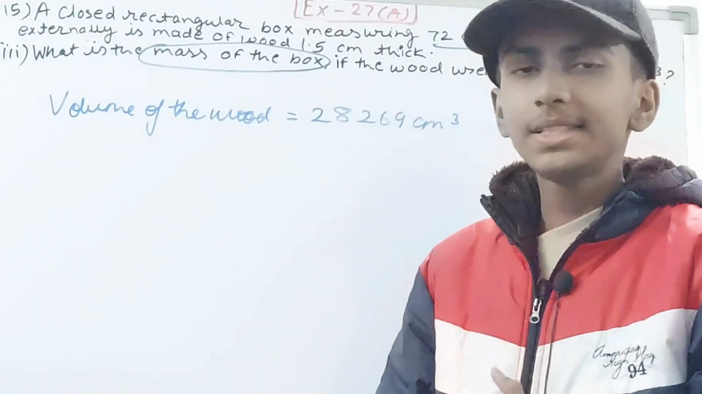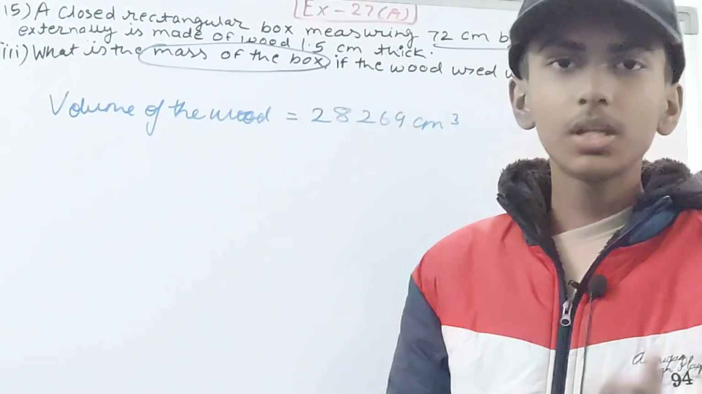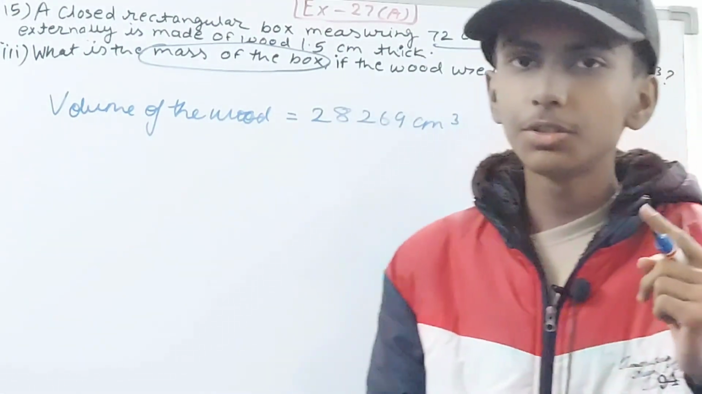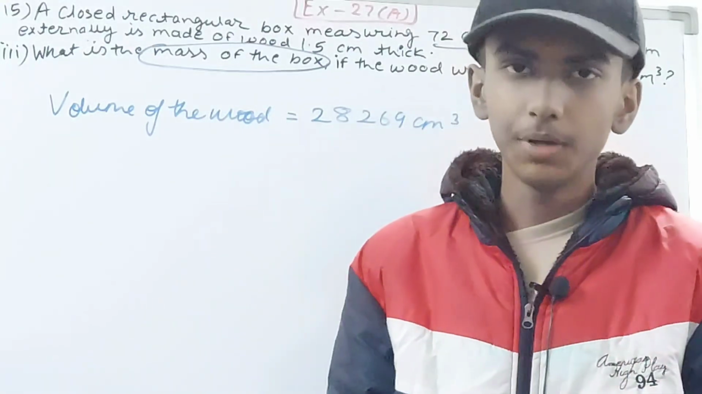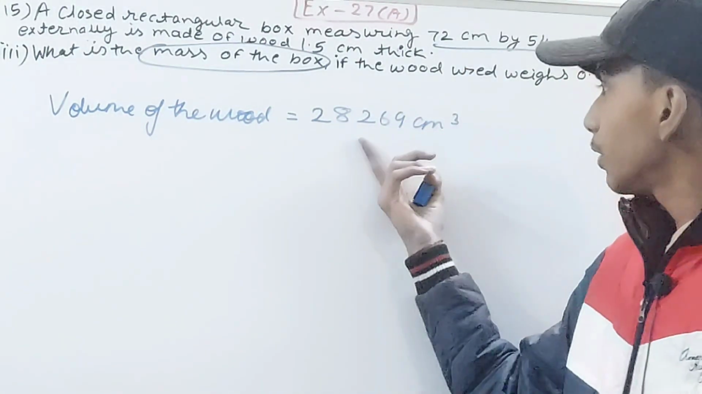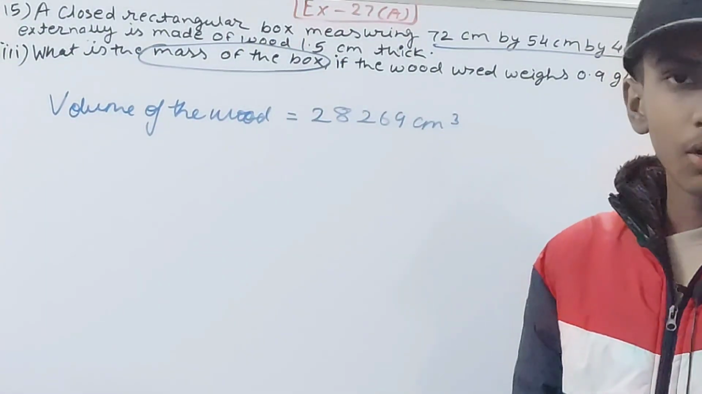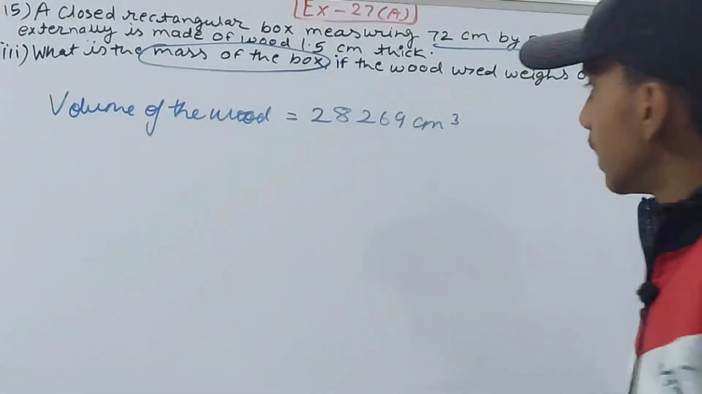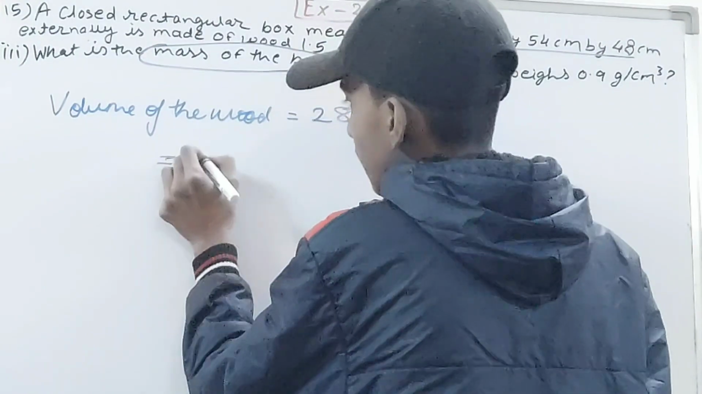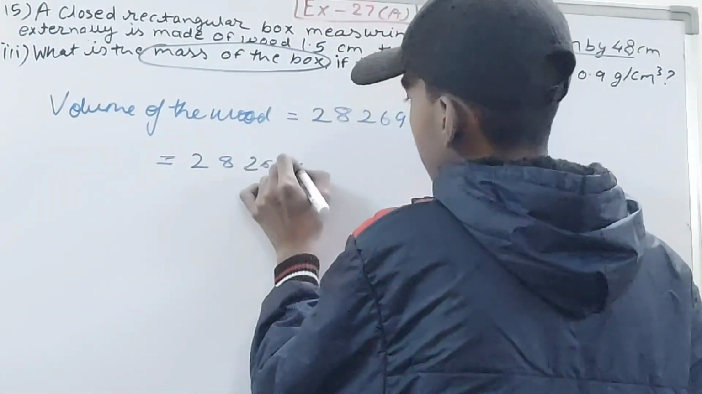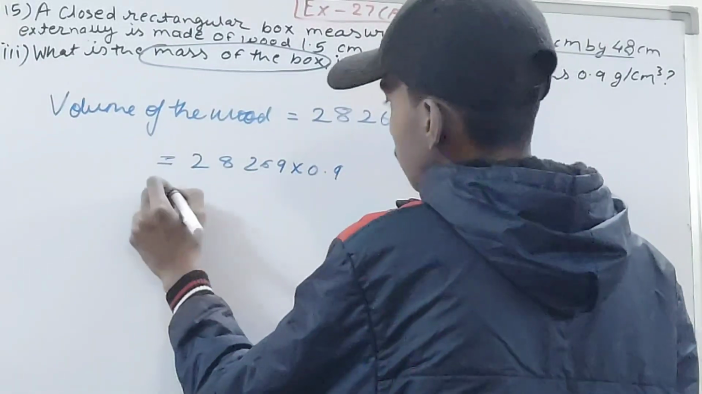Now you can see it is saying 0.9 grams per cubic centimeters. That means for 1 cubic centimeter, 0.9 grams is the weight. So for 28,269 cubic centimeters, the weight or the mass will be what? 28,269 into 0.9. Now solve this, you get what?